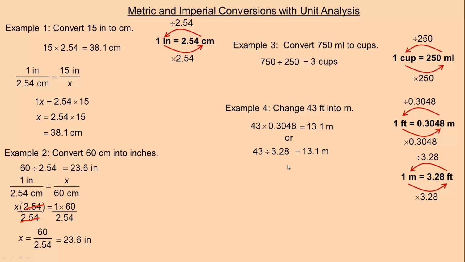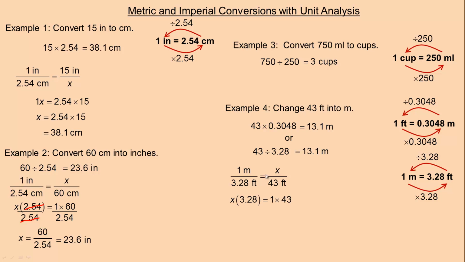Now, I could instead use the proportion. 1 meter is 3.28 feet. I used this one, I could have used this one, it wouldn't matter. So I'm trying to go feet into meters. The 43 is feet, so I'll put it in the bottom because feet is on the bottom here. And my meters, which I'm trying to find, is my unknown, so I'm going to leave that on top.